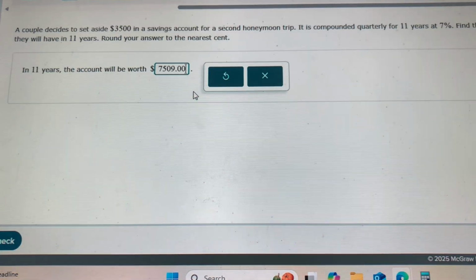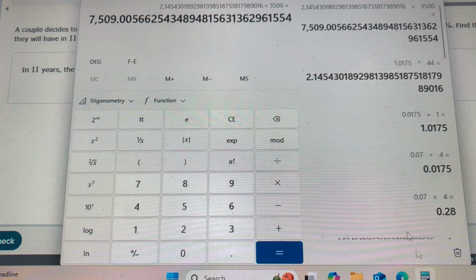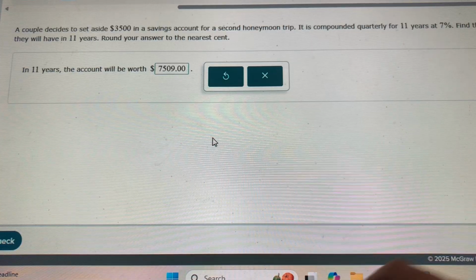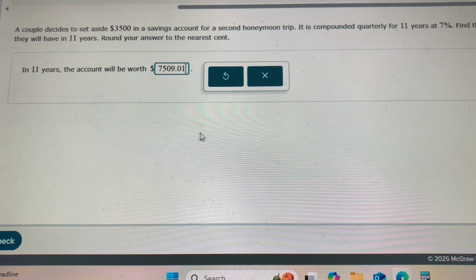Nearest cents, I'm going to put the double zero because, well, actually it should be 1 penny because there's a 5 after the second zero. But if it is double zero, you normally don't have to put that, but there is a 1 penny there.